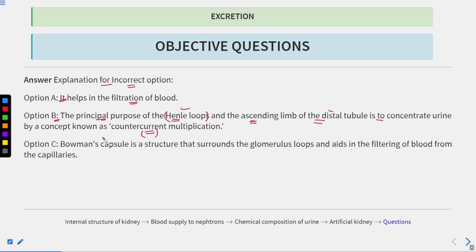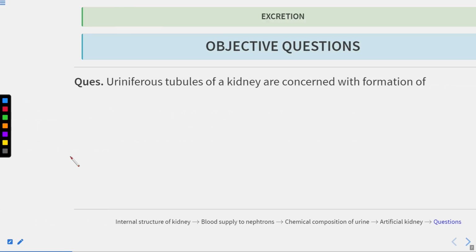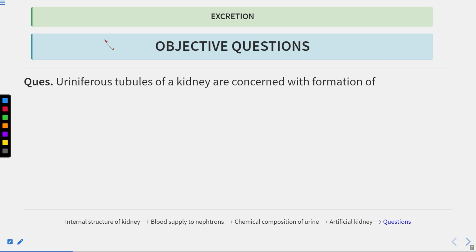Now option number C, Bowman's capsule. So Bowman's capsule is a sheath-shaped structure that surrounds the glomerulus loops and aids in the filtering of the blood from the capillaries. Alright, this is clear. Now let's move on to the next question.